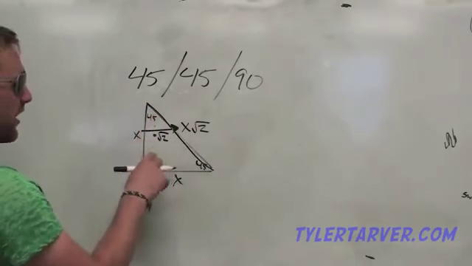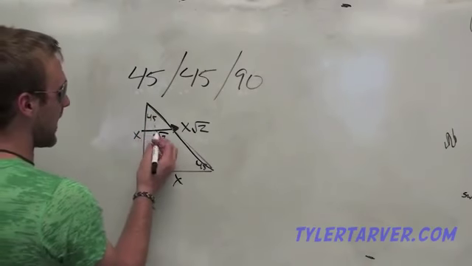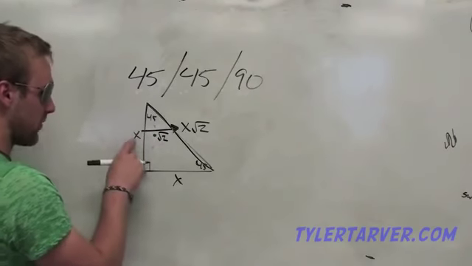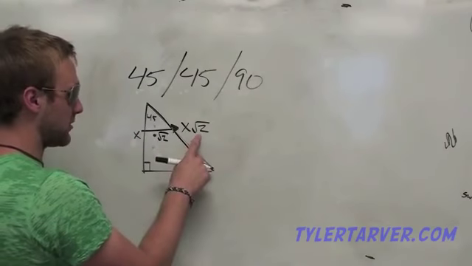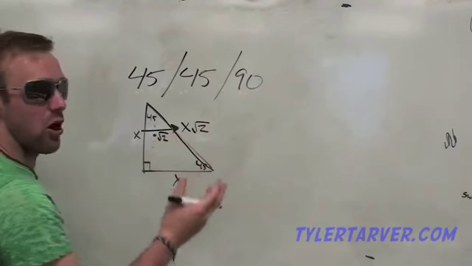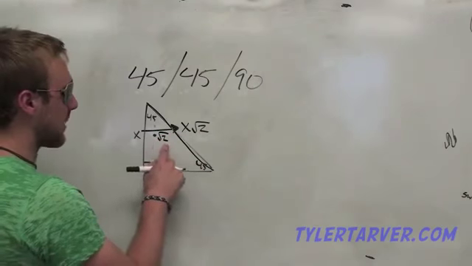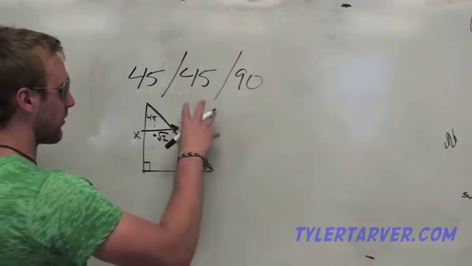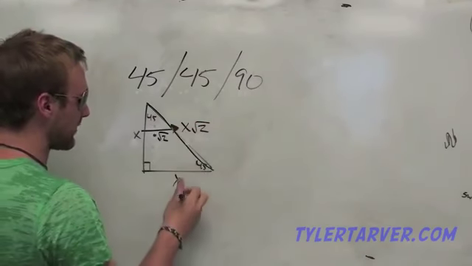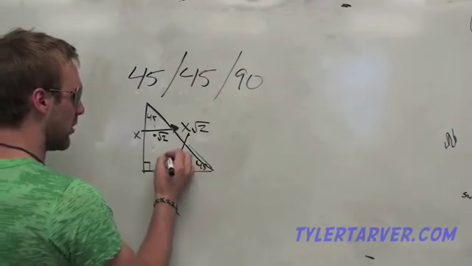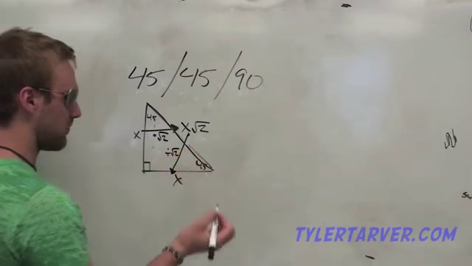In a 45, 45, 90 triangle, if we're going from the 45 side, which is opposite the 45, to the hypotenuse, what we're doing is going from x to x times the square root of 2. All we're doing mathematically is multiplying it by the square root of 2. By the same token, if we wanted to go from the hypotenuse to one of these 45 sides, what would we do to it? The opposite. We would divide by the square root of 2.